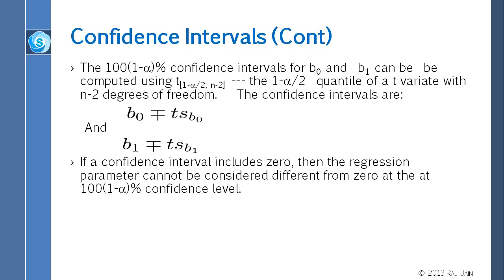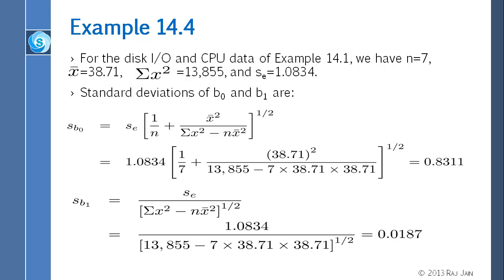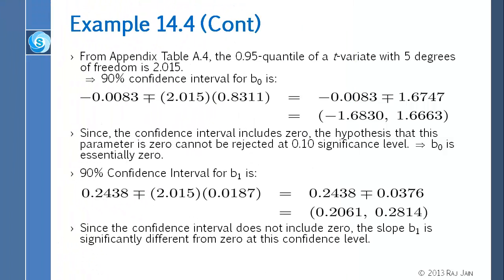Again, an example will help, so I'm going to take the example. For this IO CPU data, sb0, if we put all the numbers in place, comes out to be 0.8311, and sb1 comes out to be 0.0187, and the mean values we already had before. We'll see them in the next slide. So the degrees of freedom is 5. We had n equal to 7, n minus 2, so the errors have 5 degrees of freedom, and we use that.